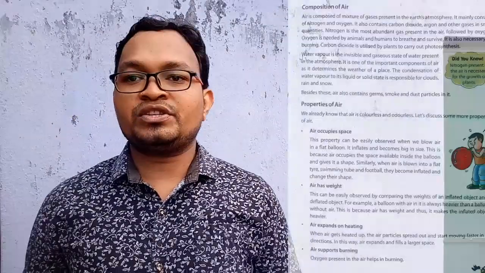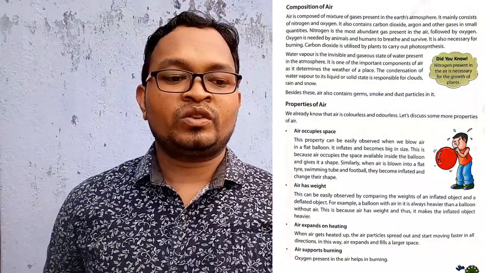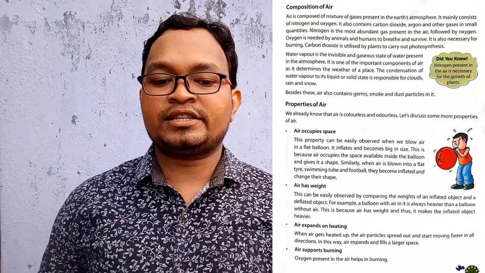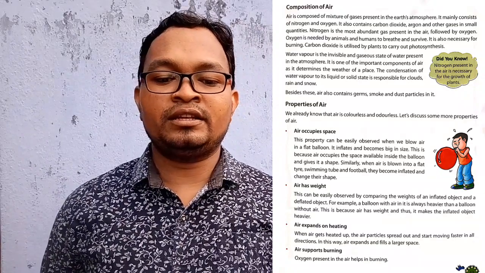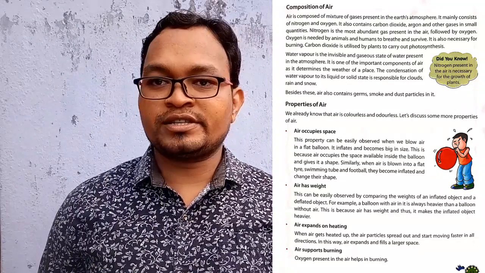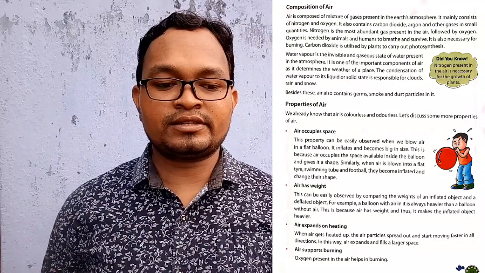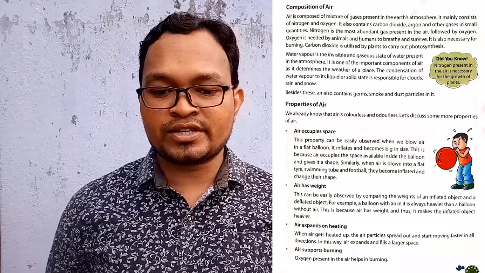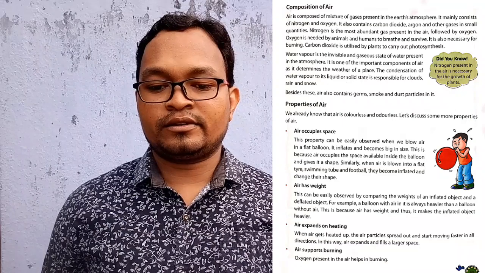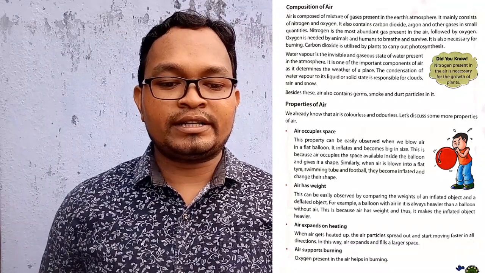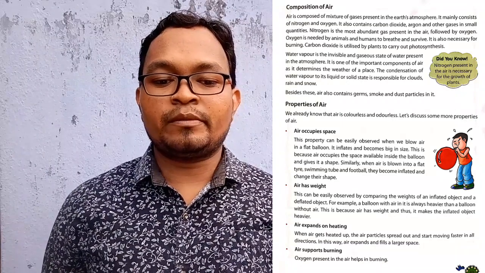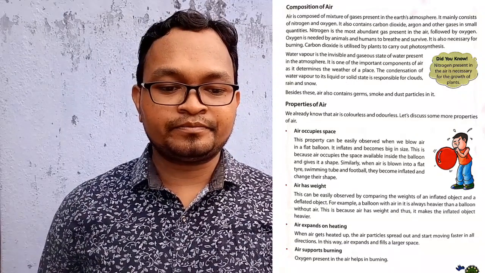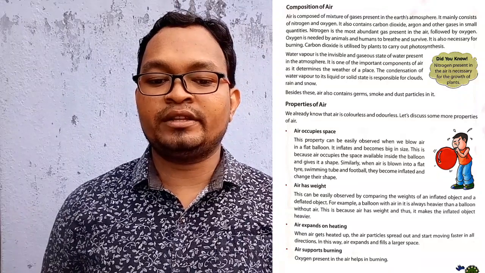Composition of air. What is the composition of air? Air is composed of a mixture of gases present in Earth's atmosphere. It mainly consists of nitrogen and oxygen. It also contains carbon dioxide, argon and other gases in small quantities. Nitrogen is the most abundant gas present in the air, followed by oxygen. Oxygen is needed by animals and humans to breathe and survive.